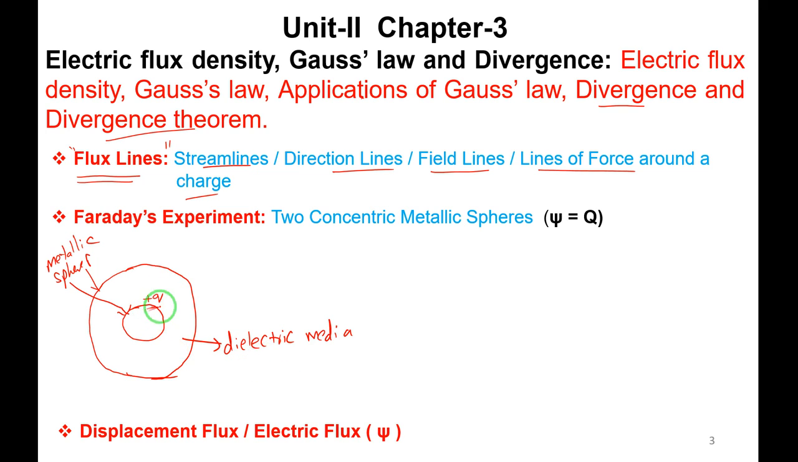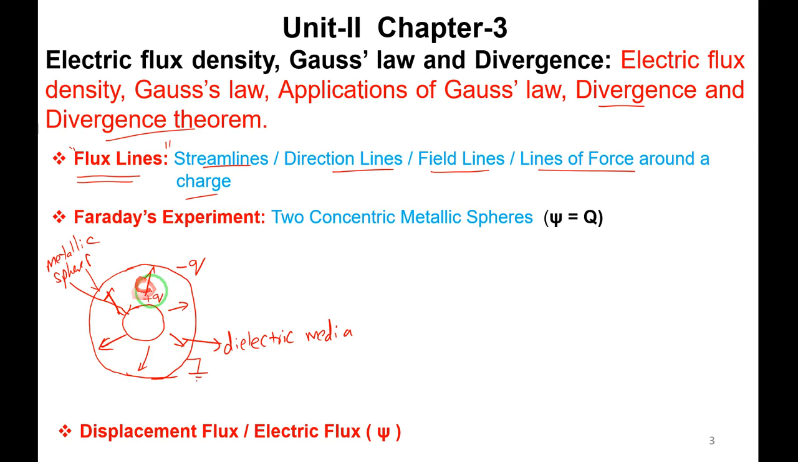So what he has observed, for the outer sphere: initially he grounded it so that all the charges are removed. Then he observed that the charge induced on the outer sphere is exactly opposite, that is minus q. This is a positive charge, which means the field lines are leaving in this direction everywhere. This is the sphere, right? The field lines are leaving everywhere here.